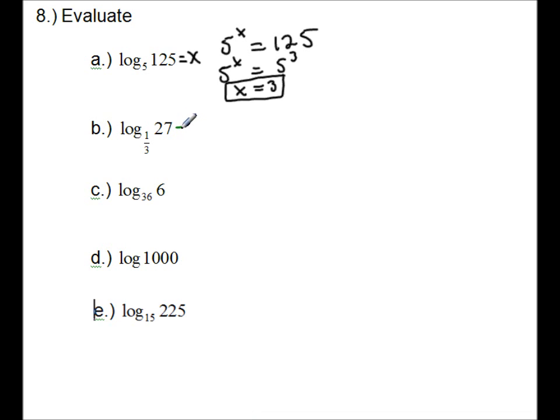The same thing here, we have this equals x. So we say 1/3 to the x power equals 27. Now we can rewrite this as 3 to the negative 1 x equals 3 to the 3rd. And so our bases are the same. So if our bases are the same, then negative x has to equal 3. So x has to equal negative 3.